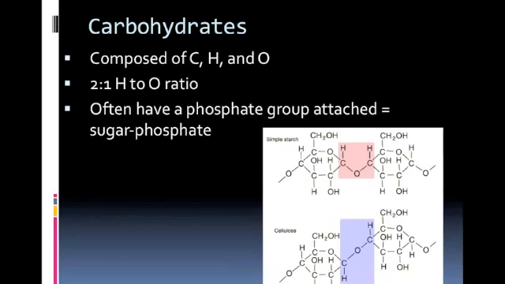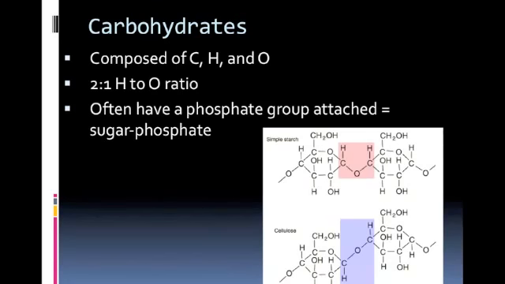Carbohydrates are composed of carbon, hydrogens, and oxygens. Carbohydrates are always in a 2-to-1 hydrogen to oxygen ratio. So for instance, glucose is a carbohydrate with the chemical formula C6H12O6. Notice the 12 hydrogens to the 6 oxygens, making the 2-to-1 ratio. There are also some carbohydrates that have a phosphate group attached, and that gives it a little extra energy, and these are known as sugar phosphates.